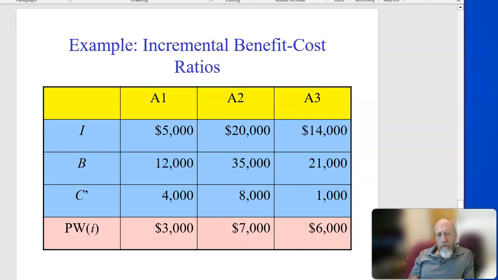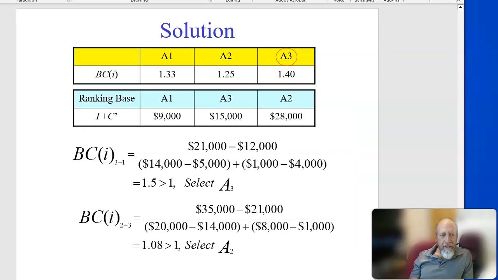Now, in this case, the present worth should be easy to figure out because it's simply B minus I minus C prime. So that first one, 12,000 minus 5,000 minus 4,000 is 3,000. Those numbers should not be any great mystery, and it's also not high-end math. But if you look at a comparative analysis of one versus the other, which should basically be delta B over delta I plus delta C prime.